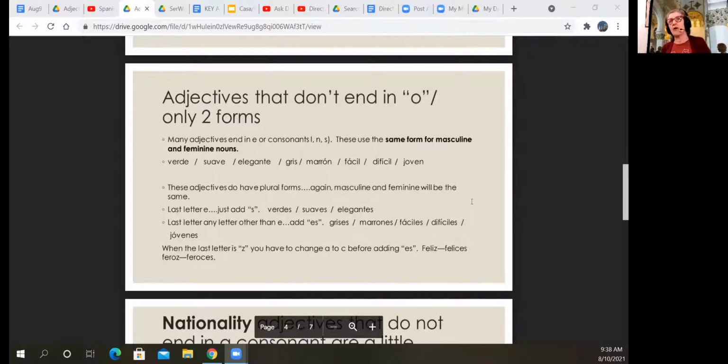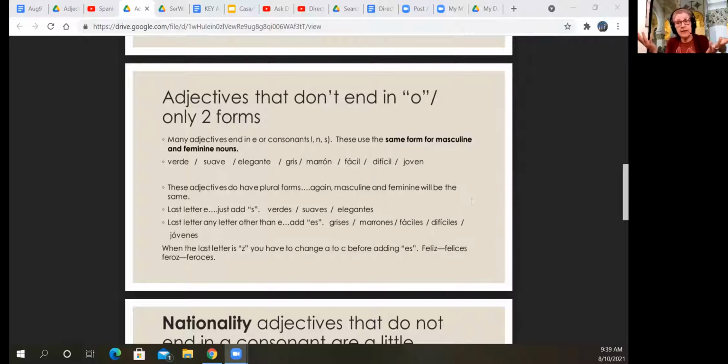Adjectives that don't end in O, and this is for most cases, there are a few exceptions to the rule, generally only need two forms. The masculine and feminine will share the same form, so there won't be a change from masculine to feminine. Most characteristically, the last letter, instead of being an O, tends to be a letter E, or it might be an L, or it might be a Z. It could be an N.